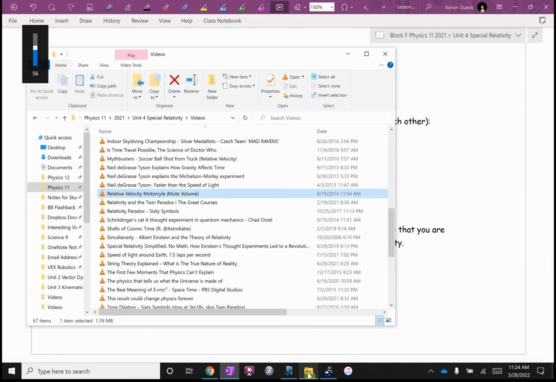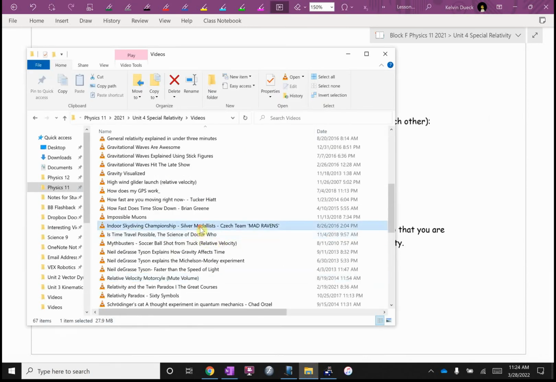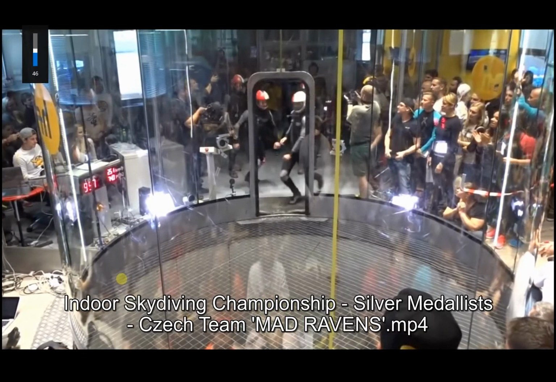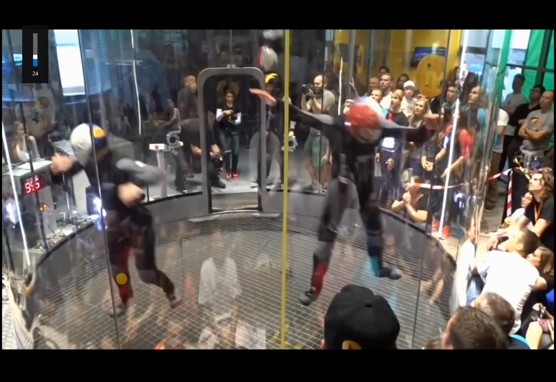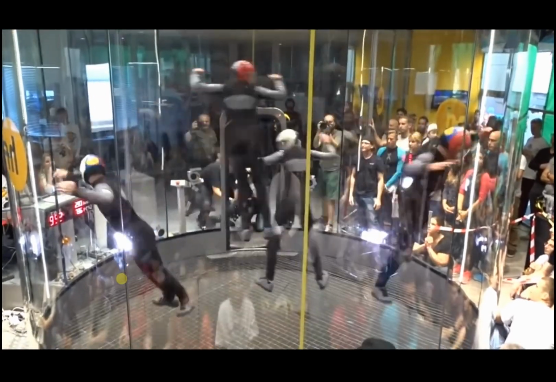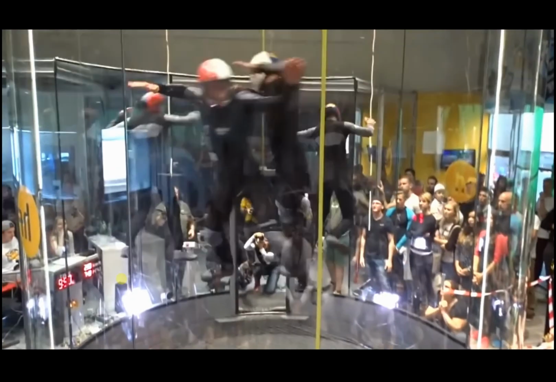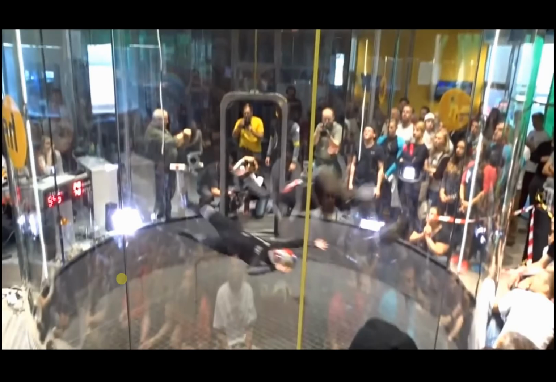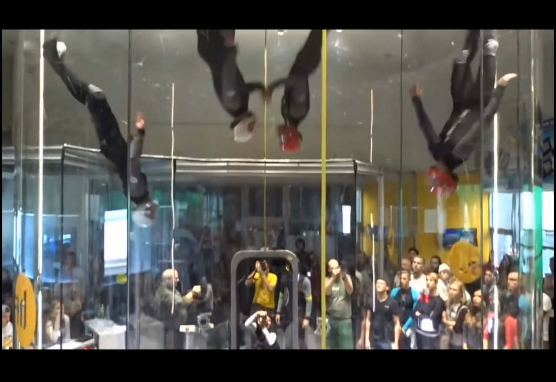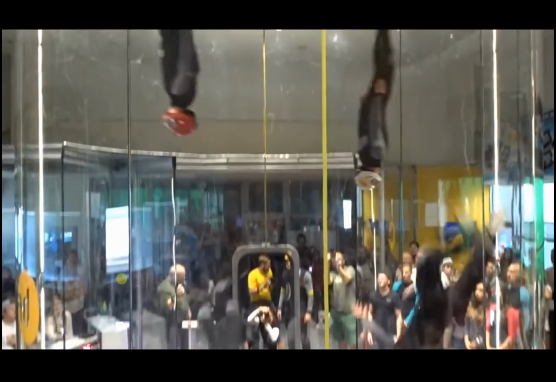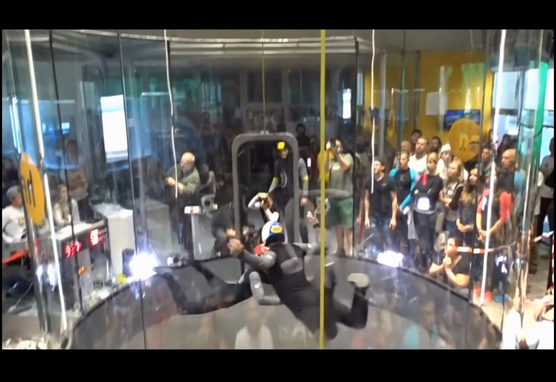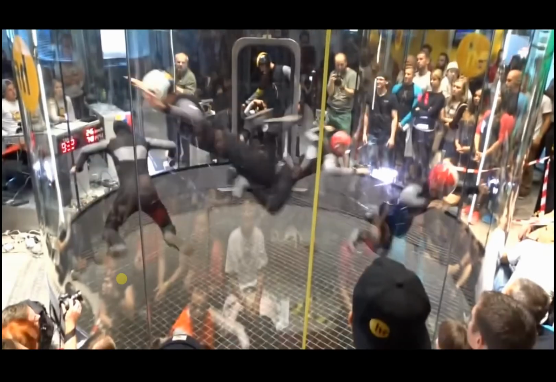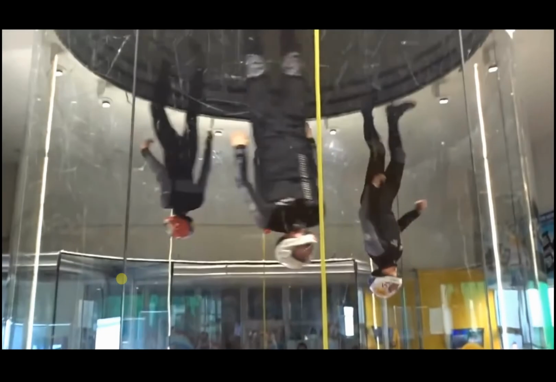Put your pencils down, look up. So this is indoor skydiving. Instead of them moving through the air, there's a big fan pushing the air past them. But they are at terminal velocity relative to the air. And they've obviously practiced quite a bit. World Championships a few years ago. This is the sport. This group finished second.